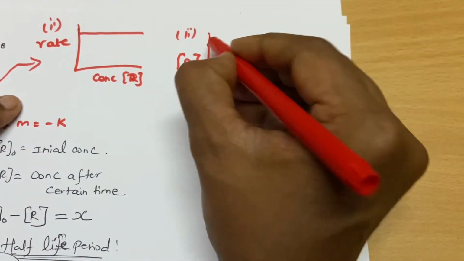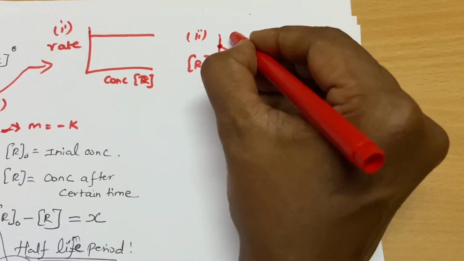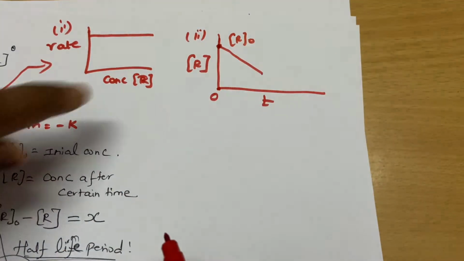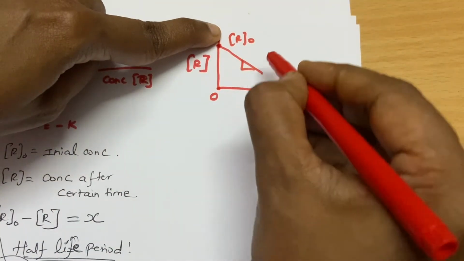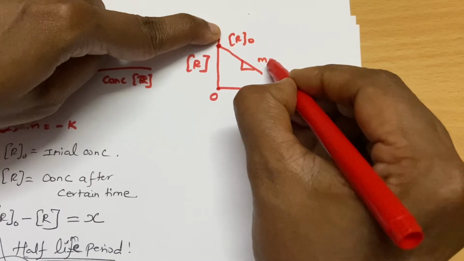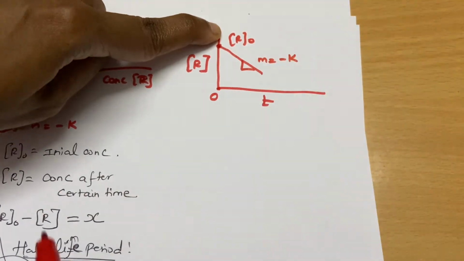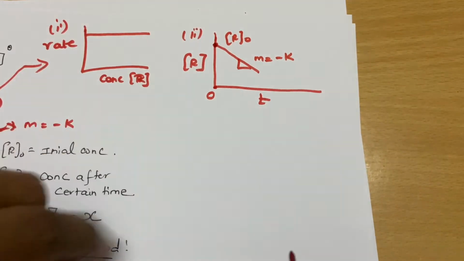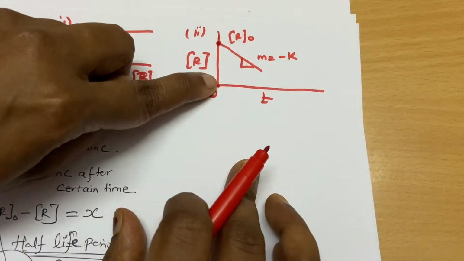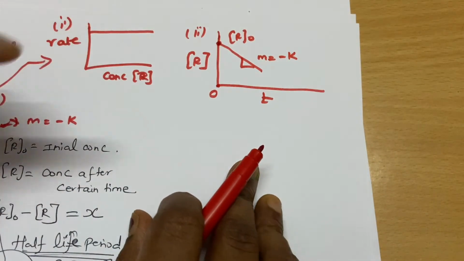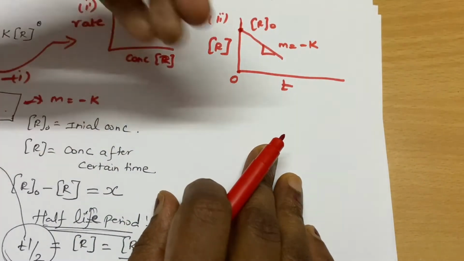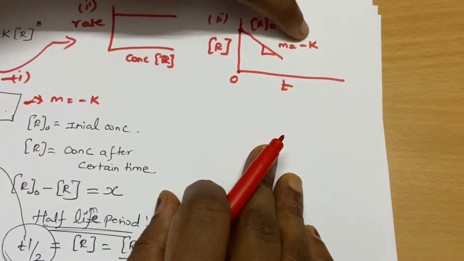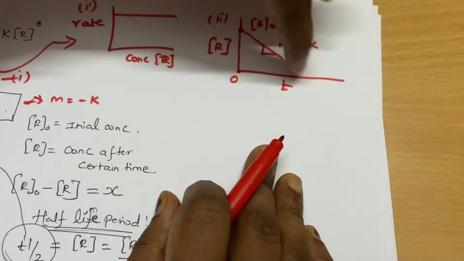So here, what is the intercept value? This is R naught. The slope value will give you the value of minus k. Okay students, you got my point? If the intercept is 0, it will start from 0. If the slope is positive, it will increase. Here the slope is a negative value, so it must decrease.